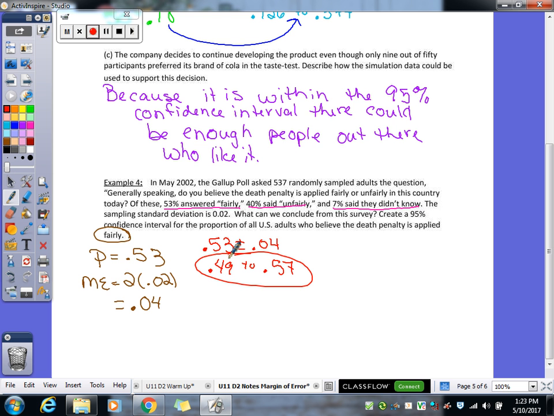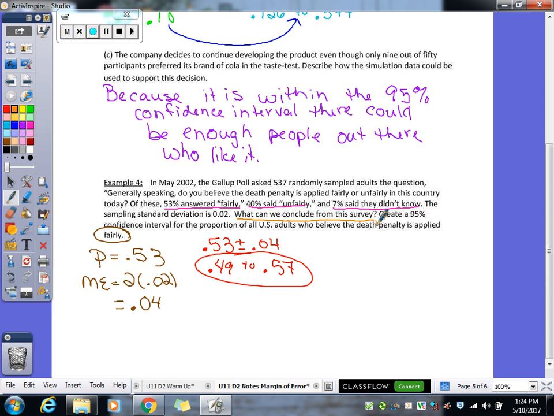So what can we conclude then from the survey? We've got to actually make sure we answer that question up there. Well, I got 49% to 57% think it's applied fairly. What can I conclude from that? Is that the majority? Is that not the majority? That's in between. It's the majority at one extreme, and it would be less than half on the other extreme. It would be less than half, yes. But this one was only 40%. True, so that'd be lower, so yeah.